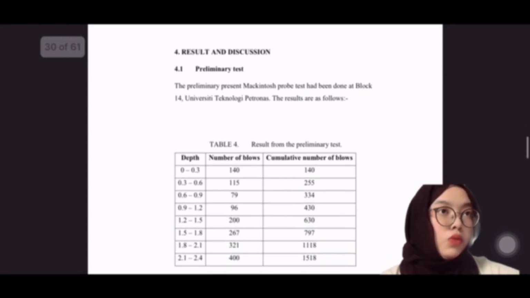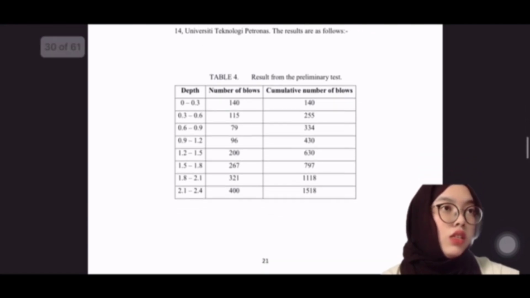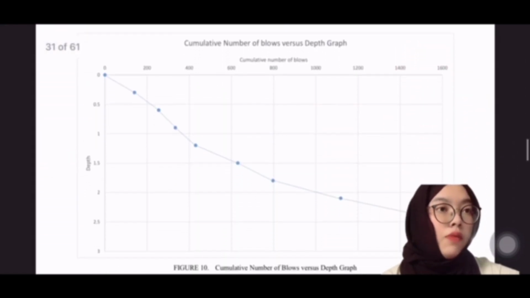Okay, next we move to the results and discussion. First, the preliminary test. We can see the depth 0 to 0.3 meter, the number of blows 140, and the cumulative number of blows 140. And then at 2.4 meter depth, the last number of blows is 400, and the cumulative number of blows is 1518. Next, this is the cumulative number of blows versus the depth graph.